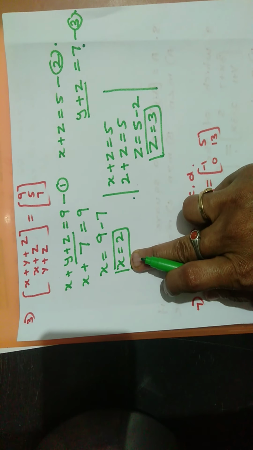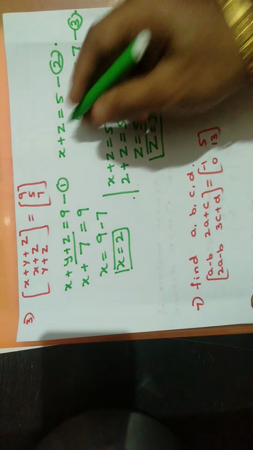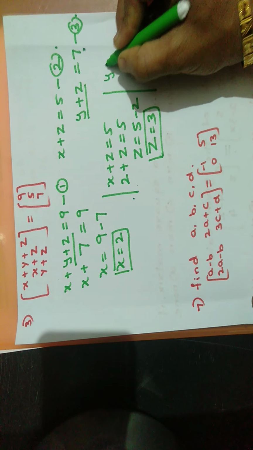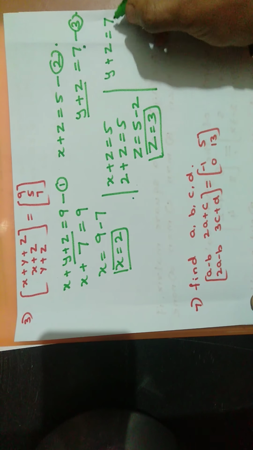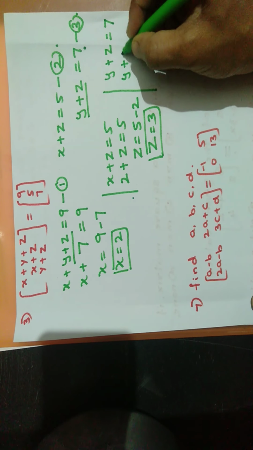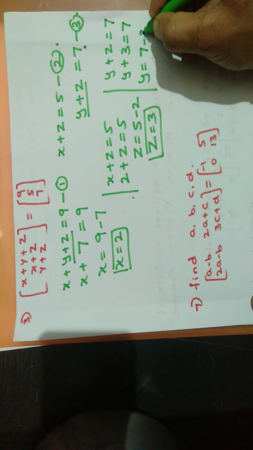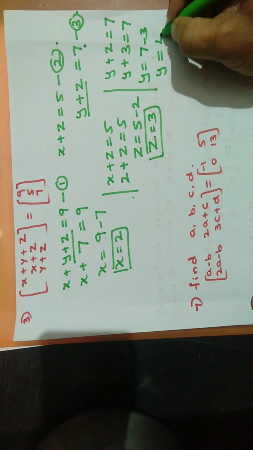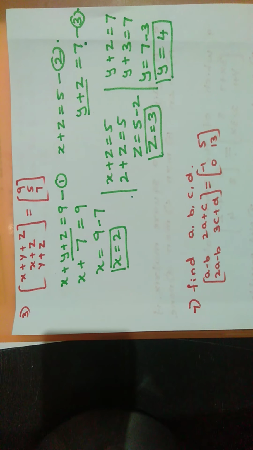So here we have calculated x is equal to 2 and z is equal to 3. One more value is there, that is y plus z is equal to 7. By substituting z is equal to 3 in this equation, y plus 3 is equal to 7. y is equal to 7 minus 3. So we are getting y is equal to 4. These are the values of x, y, z. Understand, all of you? Okay.